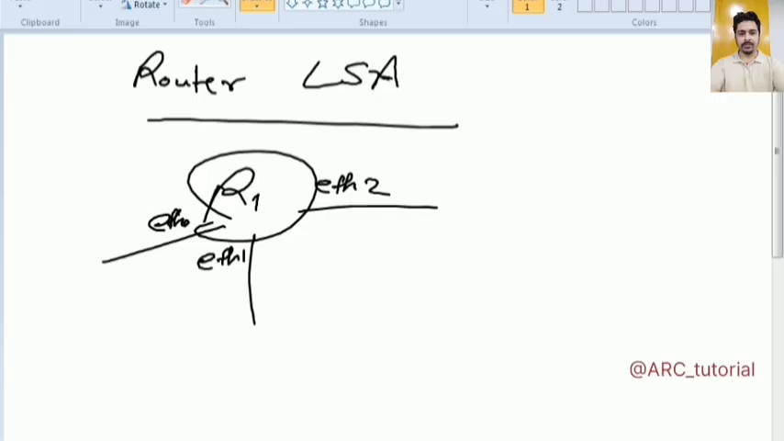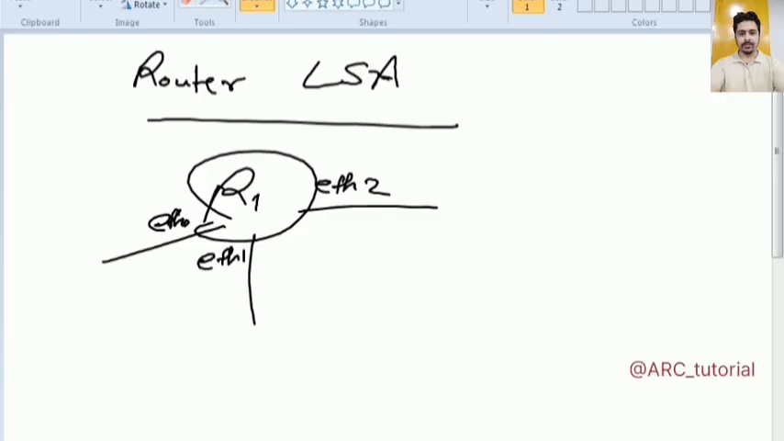If they are running only one area, one process, they will generate only one router LSA. If you are running one process, multiple areas, like 2 areas, then R1 will generate 2 router LSAs for 2 different areas. If you are running 3 areas on a single router, then your router will generate 3 router LSAs, one for each area separately.